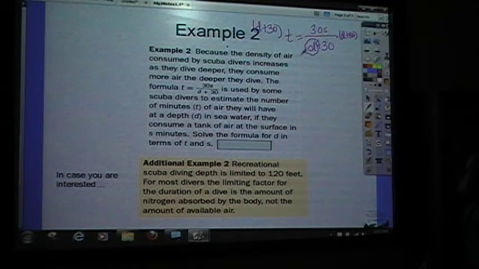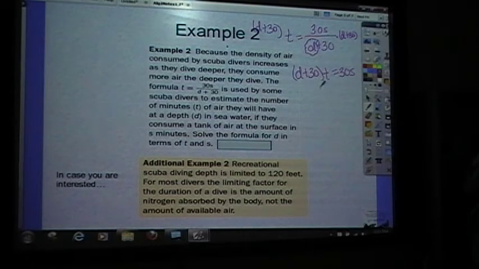I want to get rid of that fraction because you cannot solve by something if it's on the downstairs or in the denominator there. So I have now d plus 30 times t equals 30s. Okay, I'm trying to get d by itself. Some of you, as soon as you see this parenthesis and a number outside of it, immediately want to distribute. You can, but it will just make you have to do one extra step, okay?